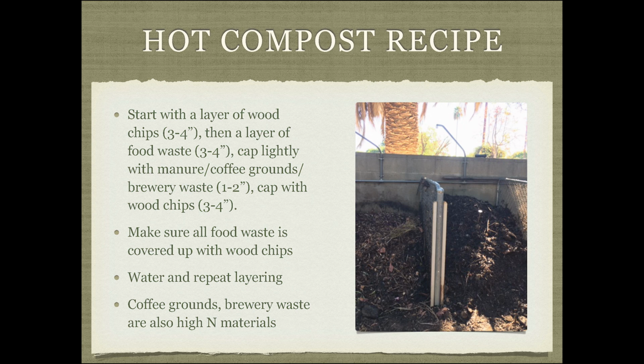Okay, so general hot compost recipe. We start with a layer of wood chips, 3 to 4 inches, then a layer of food waste, 3 to 4 inches. We cap lightly with manure, coffee grounds, or brewery waste, about 1 to 2 inches, and then cap with wood chips, and we want to cover everything with wood chips from the sides and the top.